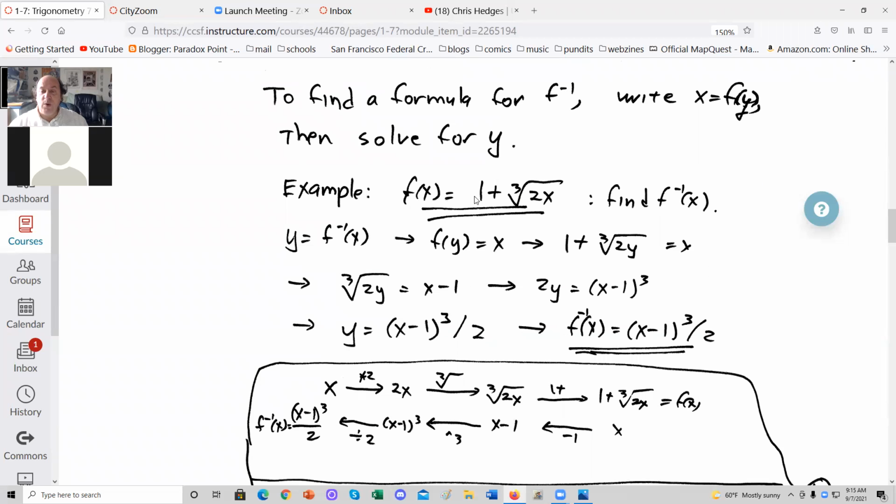So for example, 1 plus the cube root of 2x. To find f inverse, write f of y equals x. So 1 plus cube root of 2y equals x. Then we start clearing away everything, transposing until we get y. So subtract 1 from both sides: cube root of 2y equals x minus 1. Cube both sides: 2y equals the cube of x minus 1. Halve both sides: y equals x minus 1 all cubed, all divided by 2. And that is the formula for the inverse of the function: x minus 1 cubed all over 2.